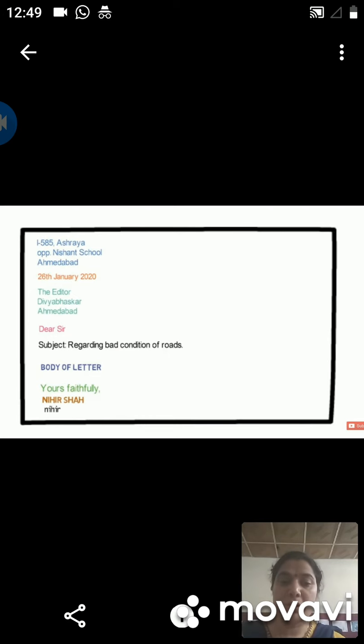It's very, very important to note that whatever punctuation is mentioned in this letter format, please be very careful while writing. For example, if I am writing the editor, it should be The Editor. E is capital. You cannot write small. These are very common mistakes when children write letters. After subject, put a colon, and there regarding, it will be a capital R. While writing the date also, be very careful. Writing the address, your name, be very careful about the punctuation of this letter.